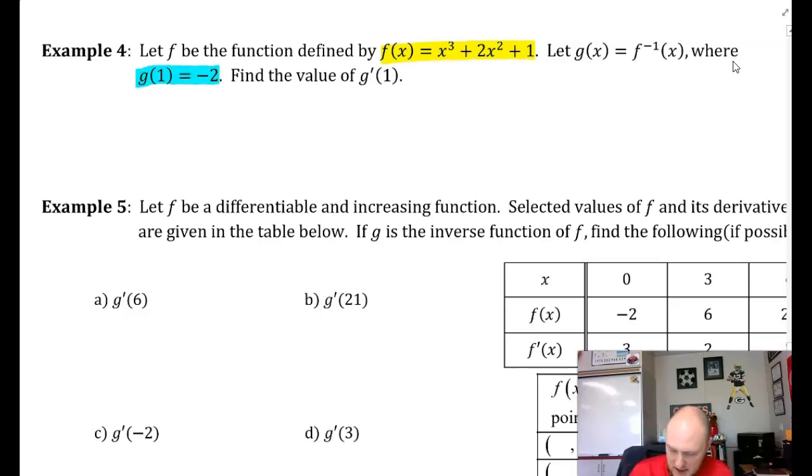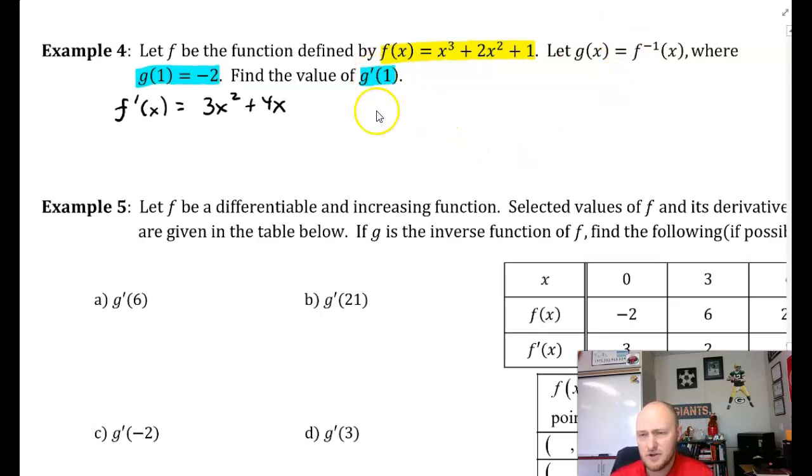And we're asked to find the value of g prime of 1. First, I have to find the derivative of an inverse. Can I go ahead and take an inverse of this function? That looks really ugly. I don't want to touch that. So I'm going to use the knowledge that derivatives of inverses are reciprocals. I'm going to find f prime of x, using this derivative, 3x squared plus 4x, and use that idea to find the value of the derivative of the inverse.